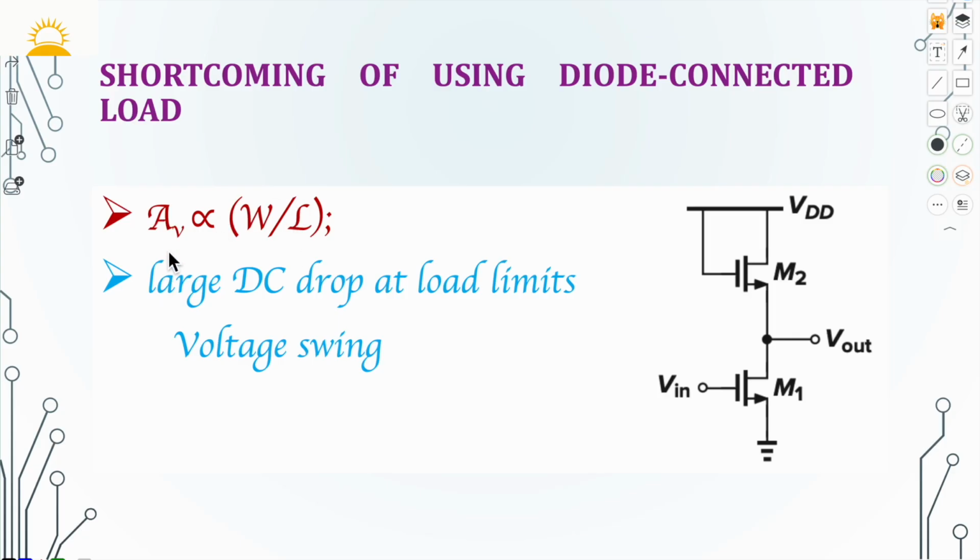First, for large voltage gain, we need to increase the size of the MOS transistor. And by increasing the size of the MOS transistor, the load impedance will also increase. And if the load impedance is increasing, then it leads to a large DC voltage drop, thereby limiting the output voltage swing of the amplifier.